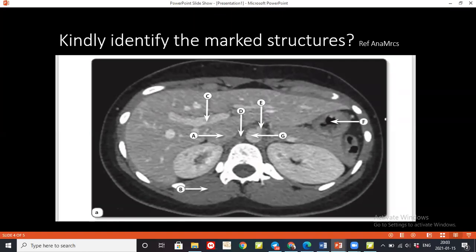A is the inferior vena cava. B is the right adrenal gland, good. C is the portal vein. D is the right crus of the diaphragm. E is the superior mesenteric artery. F is the stomach. G is the abdominal aorta. Yes.